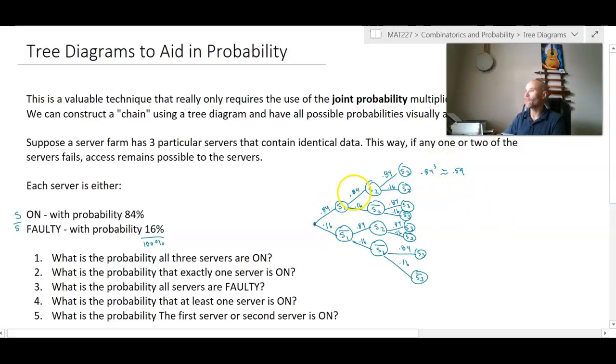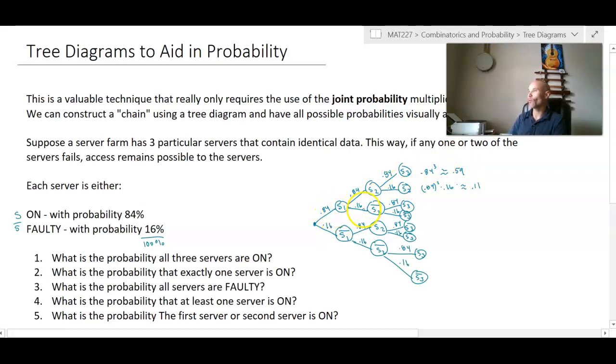Here I'll have 0.84 times 0.84 times 0.16, which we could write as 0.84 squared times 0.16. 0.84 squared times 0.16 comes out to about 0.11, rounded to 2 decimal places. So there's an 11% chance that server 1 and server 2 are both on and that server 3 is faulty. You can see the probability is lower than that all 3 are simultaneously operating.